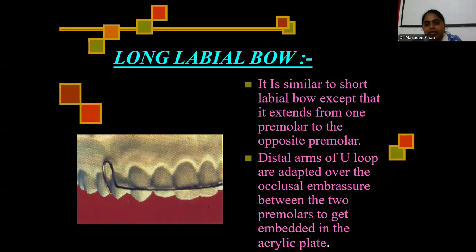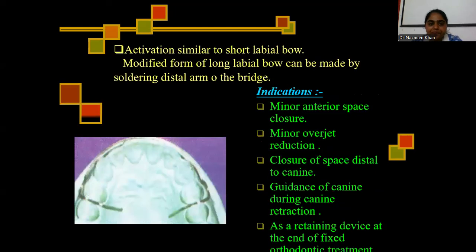Long labial bow. It is similar to the short labial bow, except the extension is from the premolar to the opposite premolar. Distal arms of the U-loop are adapted over the occlusal embrasure between the two premolars to get embedded in the acrylic plate. Activation is similar to the short labial bow. It is modified from a long labial bow and can be made with a shortened distal arm to the bridge.